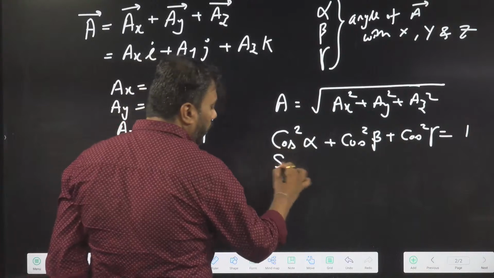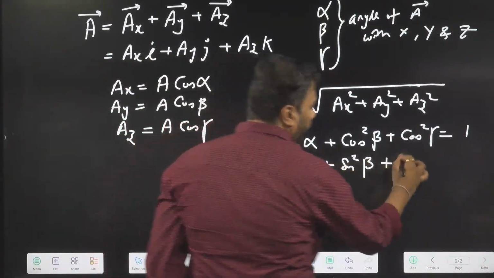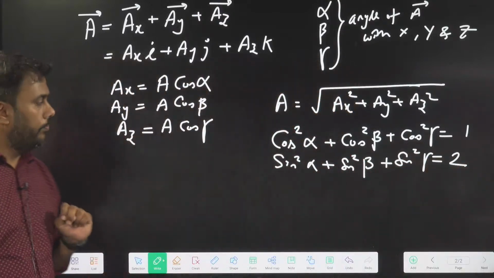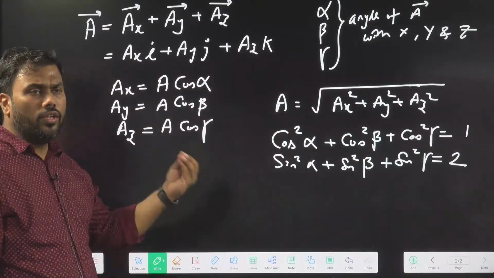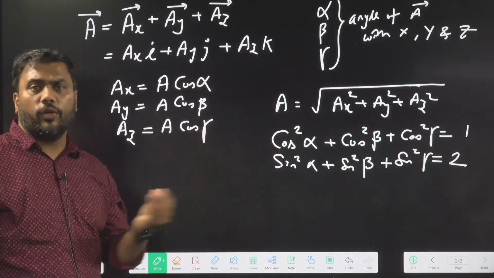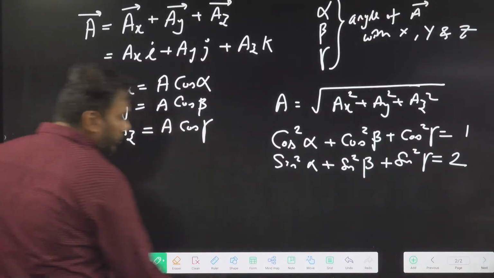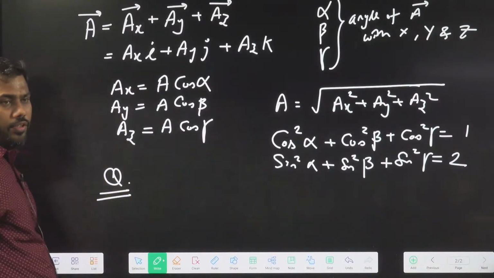And instead of cos, if I take sine, sin square alpha plus sin square beta plus sin square gamma comes out to be 2. So yes, this was the quick recap of the previous class. Now let us start solving some questions. We have not covered questions in the previous class, so today we will cover questions.